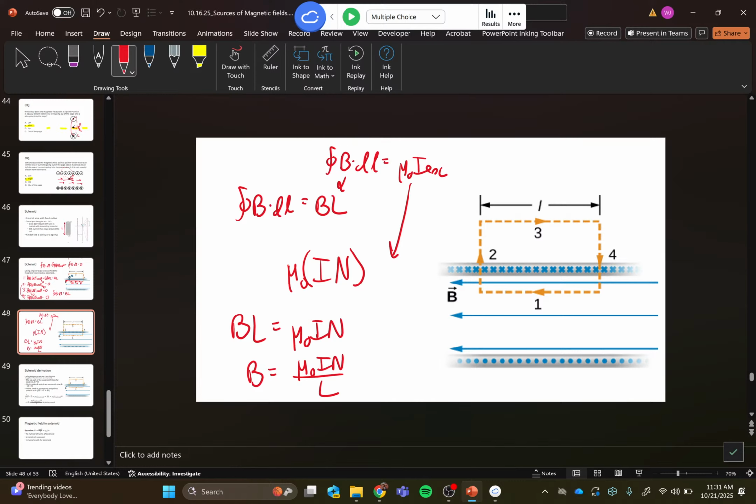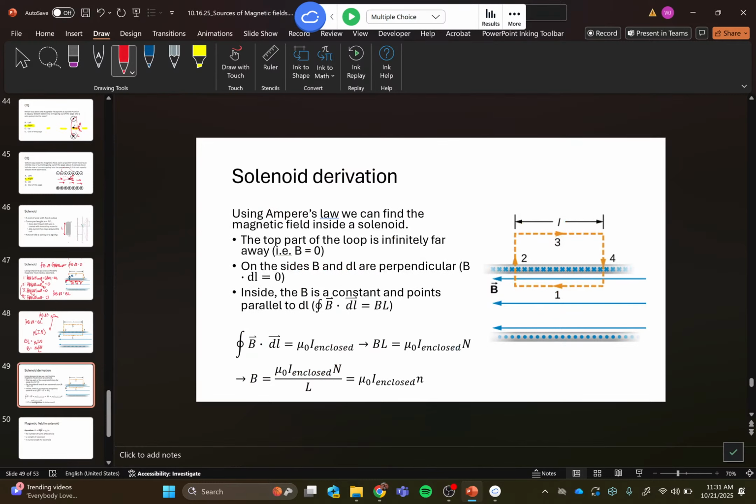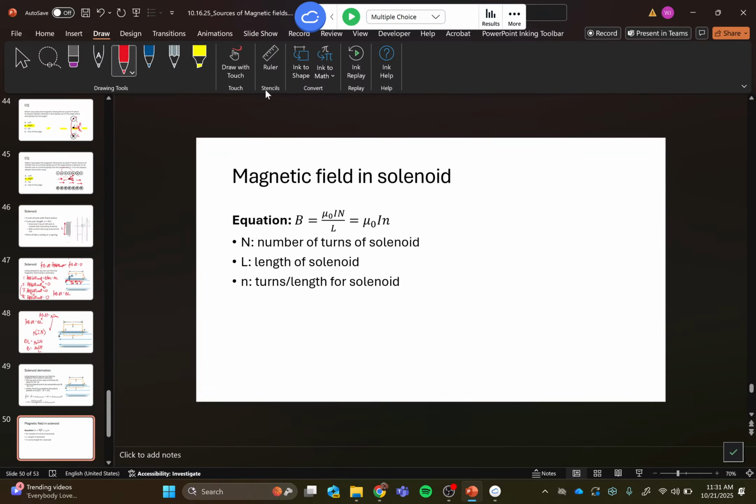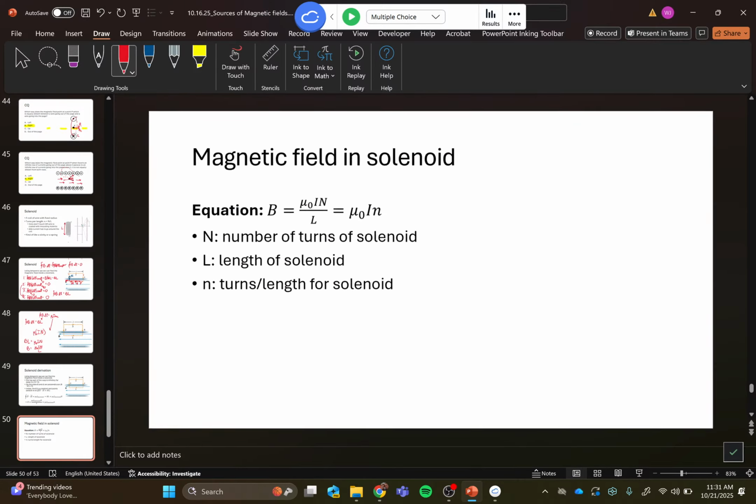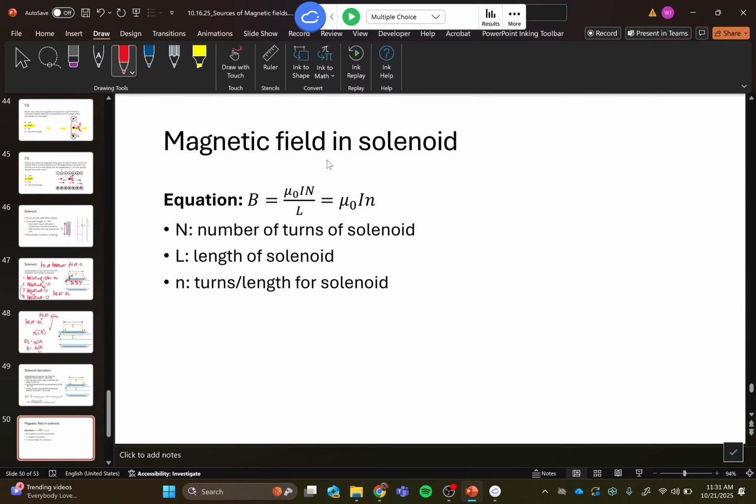The magnetic field is a constant inside of a solenoid, just like the electric field is a constant inside a capacitor. That's why they're used. So this is the same derivation, and I'm going to make this explicit. I'll zoom back in. This is the equation we just derived. This is the equation for the magnetic field in a solenoid. This is on a formula sheet. Mu naught I N over L. This is capital N. You can replace it with lowercase n, where lowercase n is capital N over L.